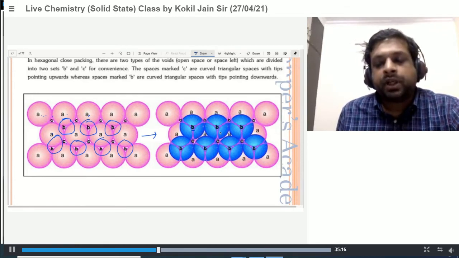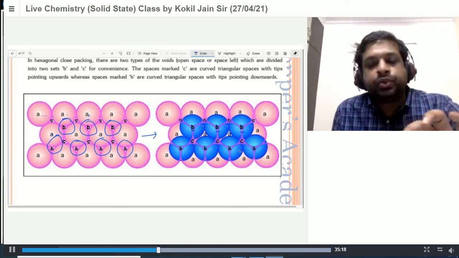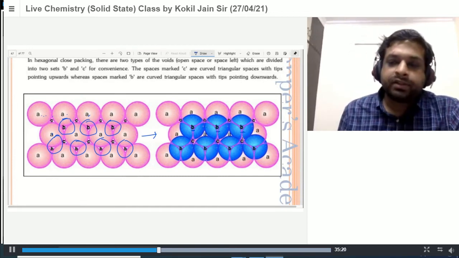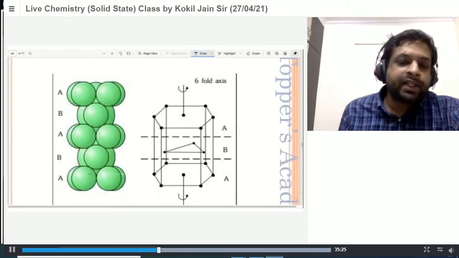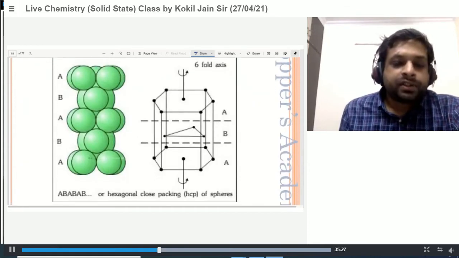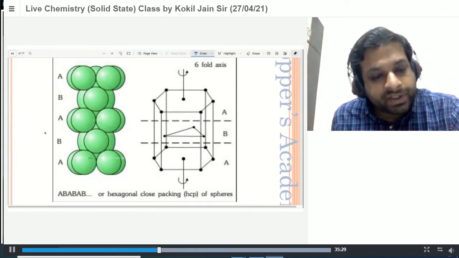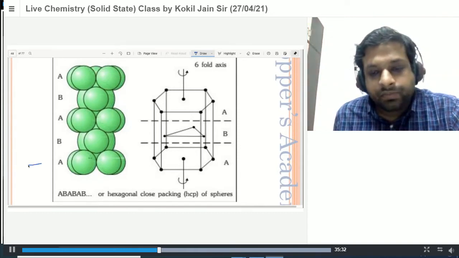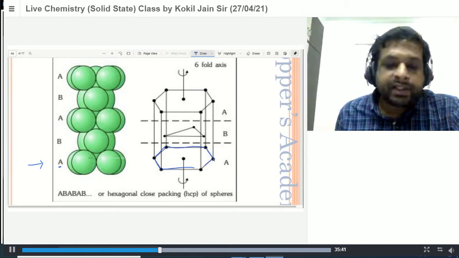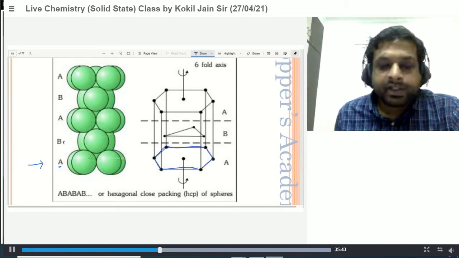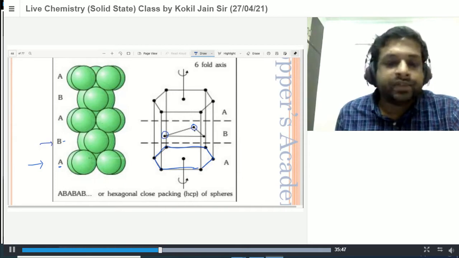Now, let's see hexagonal close packing. Let's see this arrangement from two different angles. Now, when we see this arrangement in hexagonal close packing, what we see is this first solid sphere, which we saw here, is touching the solid sphere of the second layer above it. That's why the coordination number here in this type of arrangement is higher.